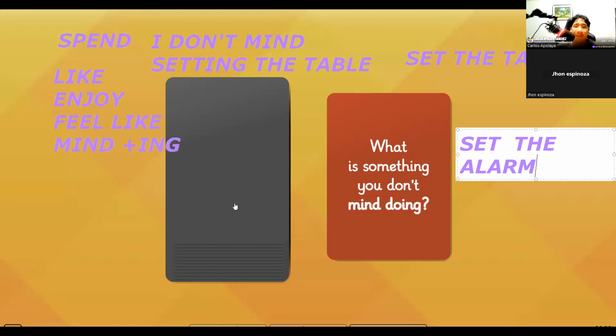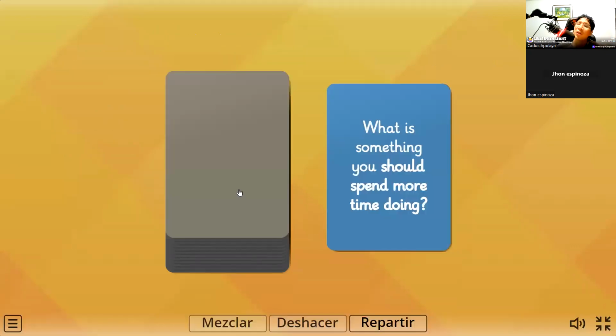Let's continue. What is something you should spend more time doing? Dice, ¿cuál es la cosa que deberías pasar más tiempo haciendo?